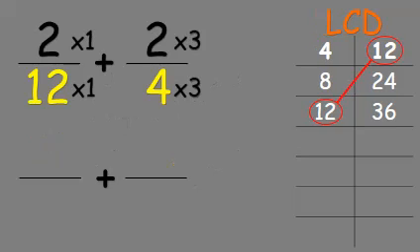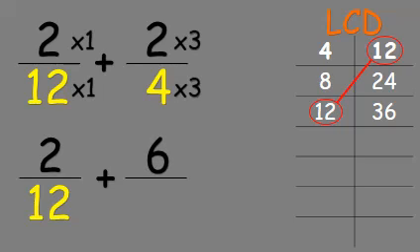You have done such a wonderful job working thus far. Now, multiply your fractions out. 2 times 1 equals. 12 times 1 equals. 2 times 3 equals. 4 times 3 equals.